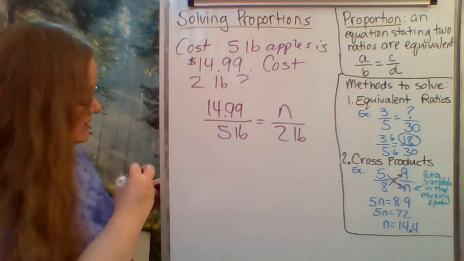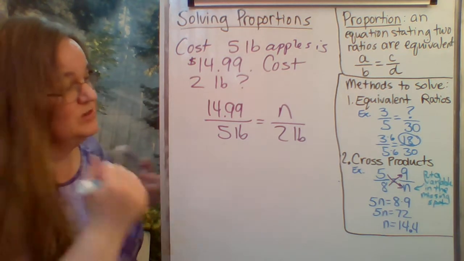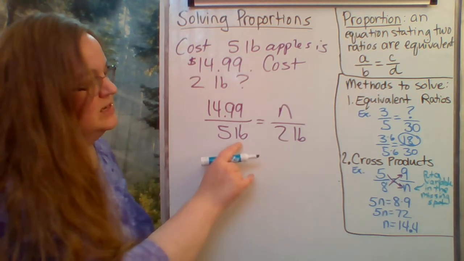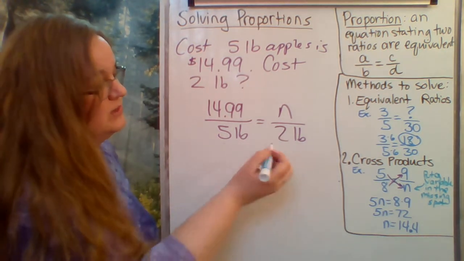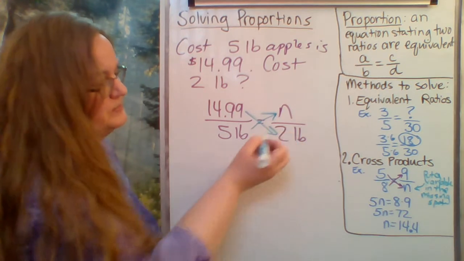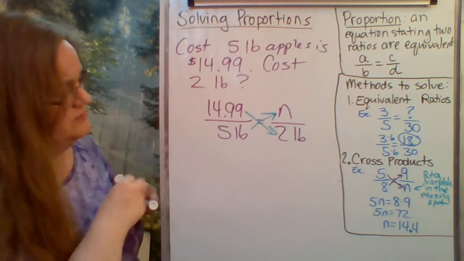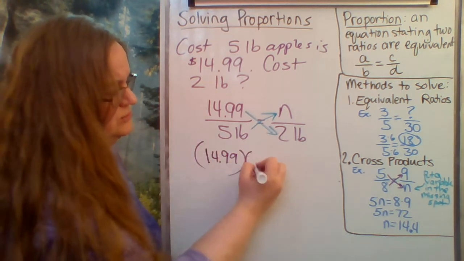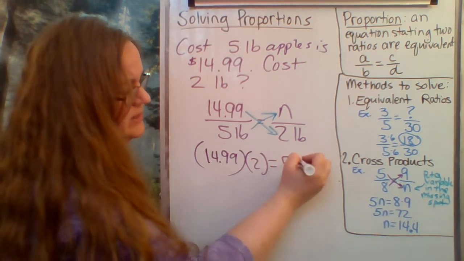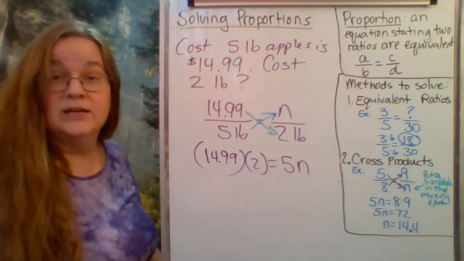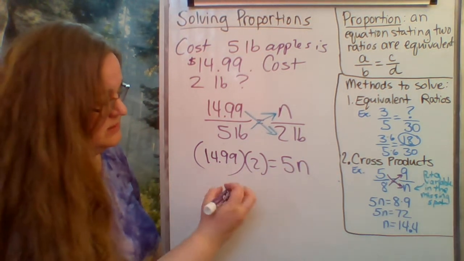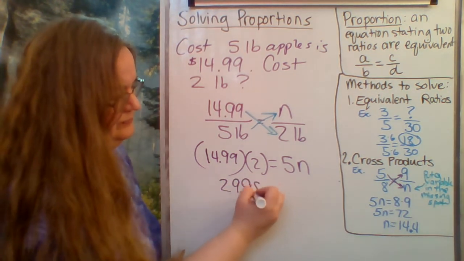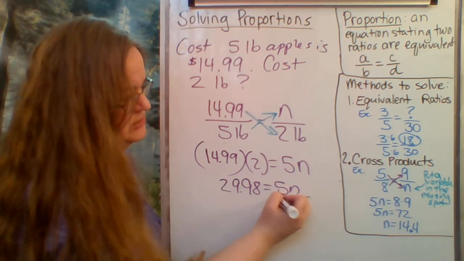Now, again, it's not a super easy equivalent fraction. I could do it, but it's going to involve a fractional part or decimals, since I can't go straight from here to here with a whole number. So I'm going to use cross products. And so I would say to myself that $14.99 times 2 has to equal 5 times N. Again, I'm going to multiply this out. I get $29.98 equals 5 times mystery number.